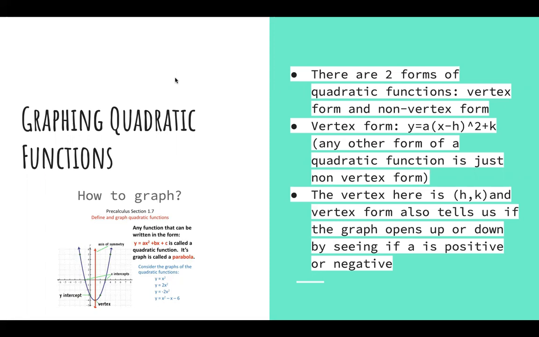So in vertex form, the vertex is (h, k), which is the minimum or maximum point of the quadratic function, and in the diagram, the vertex is the lowest point, which is where the quadratic function curves. The vertex form also tells us whether the graph opens up or down if we see a is negative or positive.